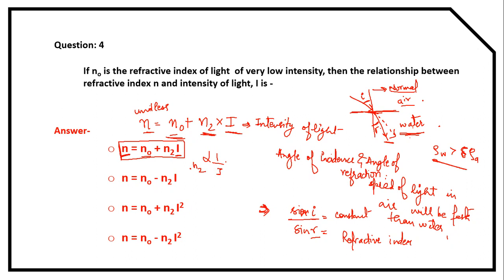Okay, so the answer for this question is the first one. This is the answer: n is equal to n naught plus n2 into I. Now if you have any doubt in this question, we'll wait for a time and then we'll go on to the next question.